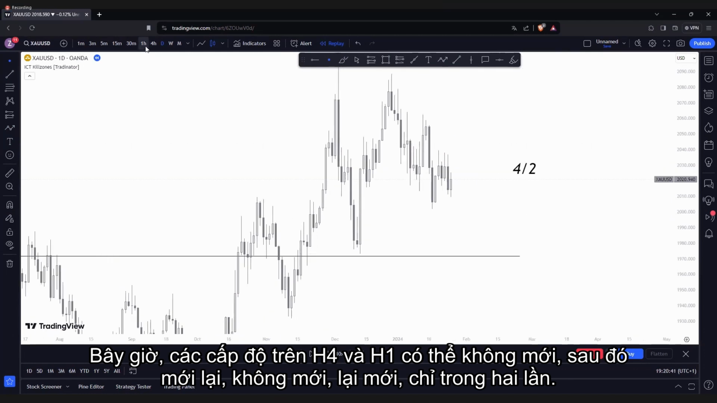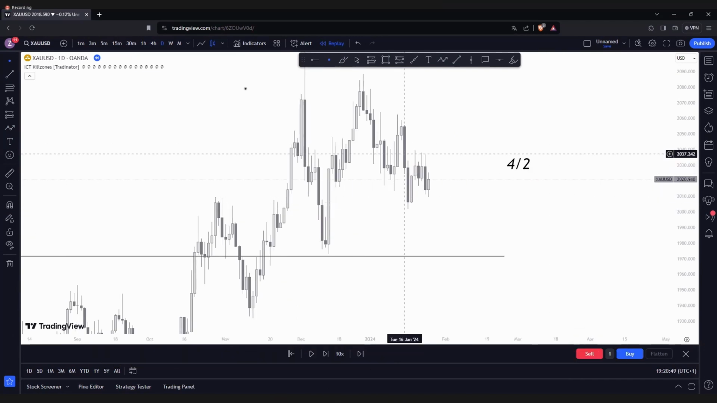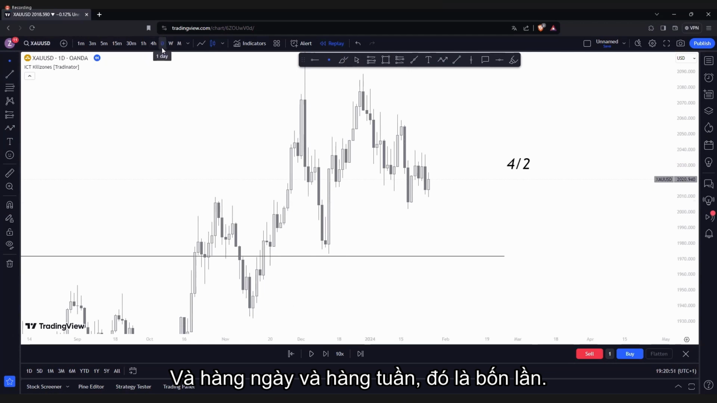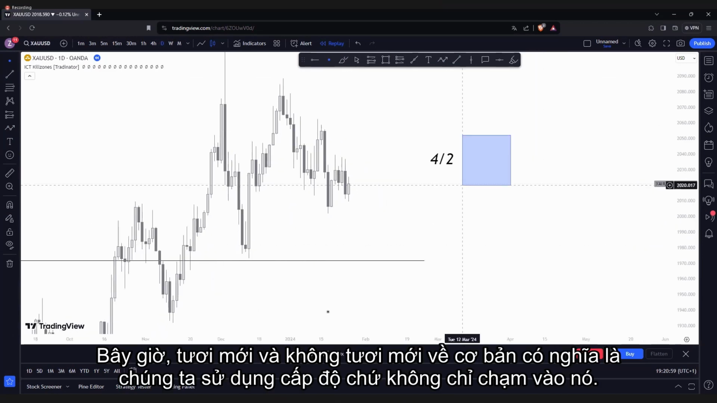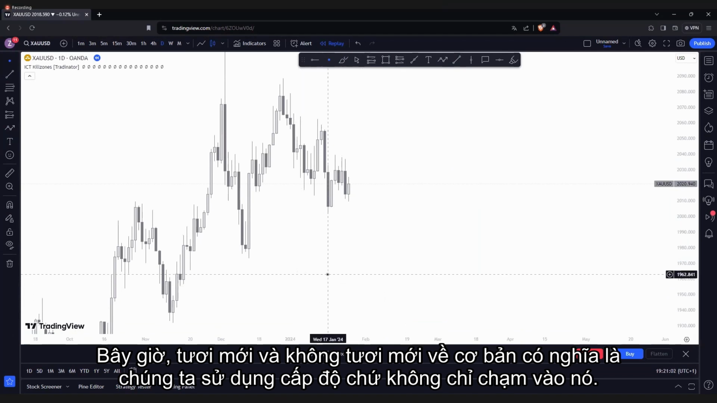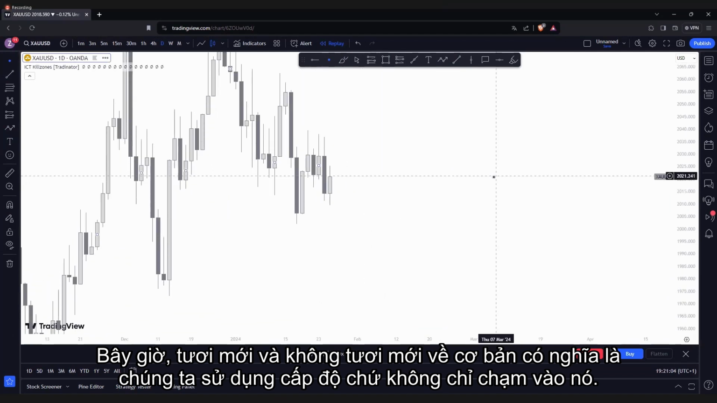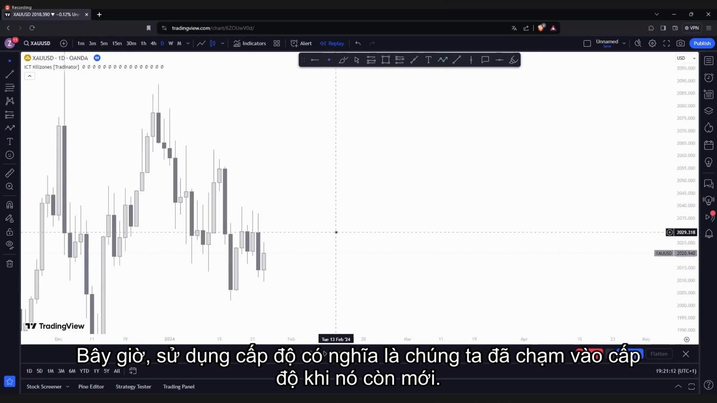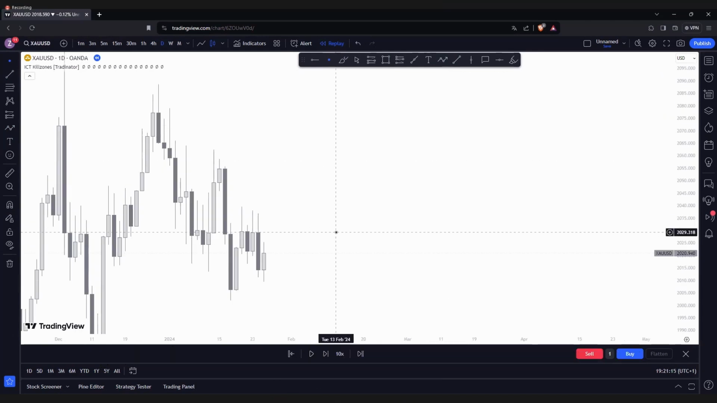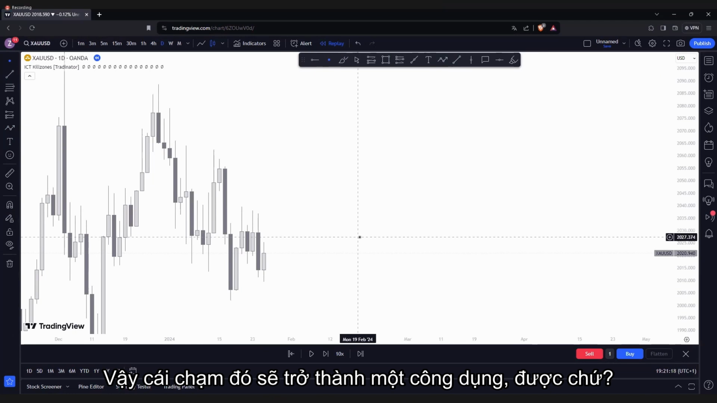Now the levels on the H4 and H1 can be unfresh, then fresh again, unfresh, fresh again, only for 2 times. Now I'm going to explain that. And on the daily and the weekly, it's 4 times. Fresh and unfresh basically means that we used the level, not just touched it. There is a difference between touching the level and using the level. Using the level means that we touched the level when it was fresh. So that touch becomes a use.